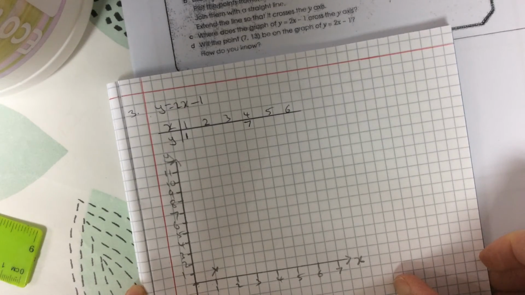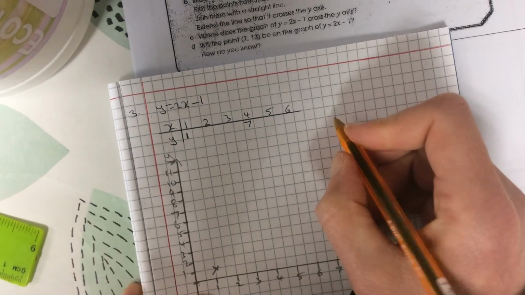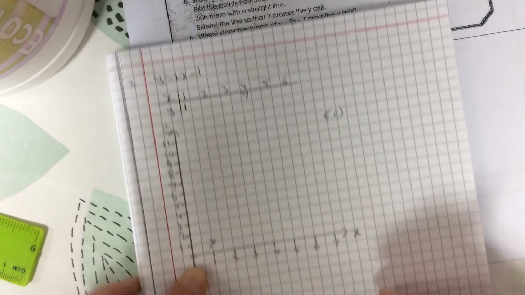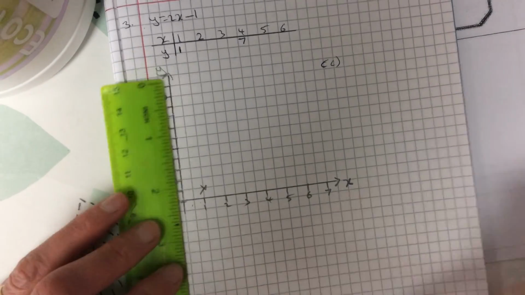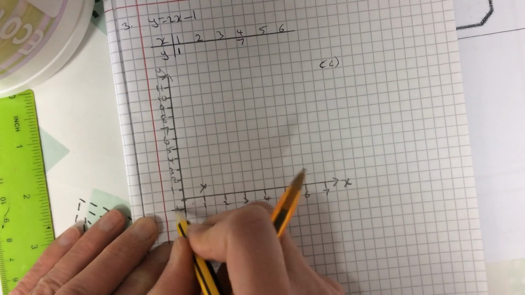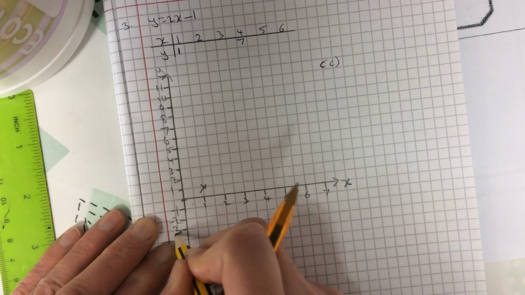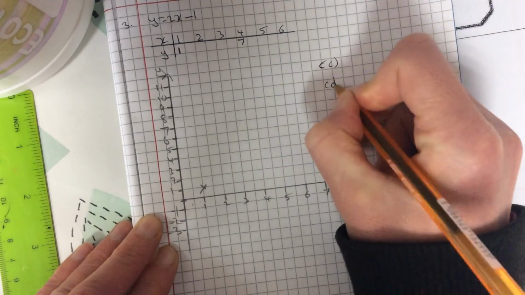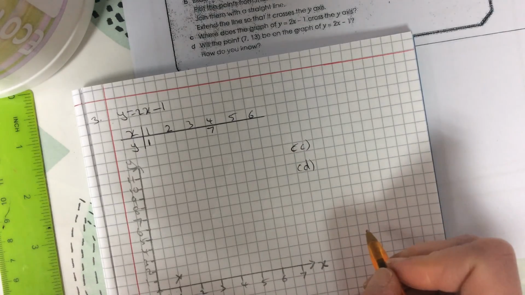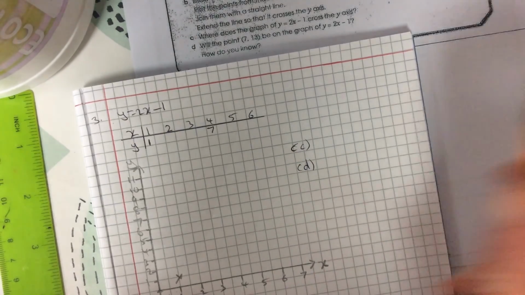And then I want you to answer part C. To do part C, you may have to make your axis longer going down the way to get some negative values. And for part D, you have to say if the point 7, 13 will be on your line. So it'll be a yes or a no answer in there.